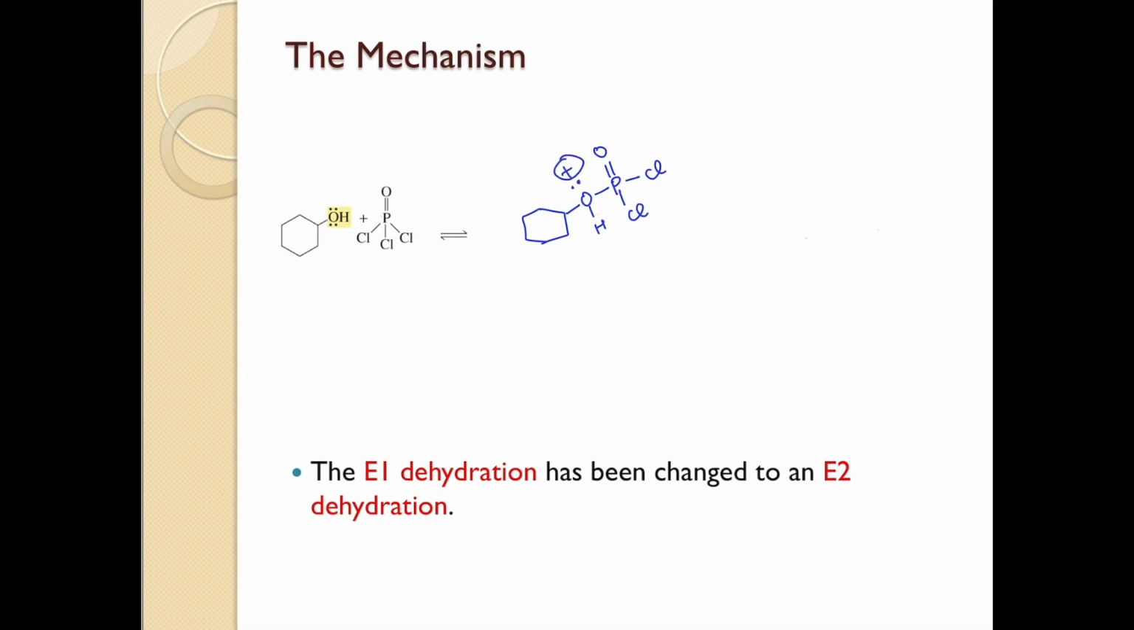Or remember, this oxygen still has the hydrogen. And if you want to remove that hydrogen, you have to use pyridine as the base. This pyridine will go and abstract this hydrogen, and now it's been converted into a good leaving group.